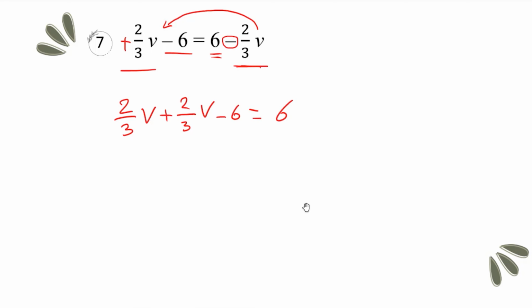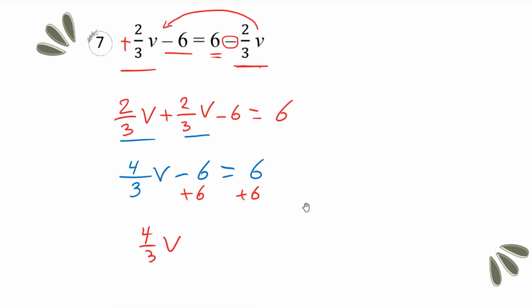Now let's add here. 2 over 3 plus 2 over 3 will be 4 over 3v minus 6 equals 6. Now we need to cancel minus 6 by adding 6 on both sides. Now 4 over 3v equals 12. Now how can we cancel 4 over 3? 4 over 3 is multiplied, and to cancel multiplication, we divide.